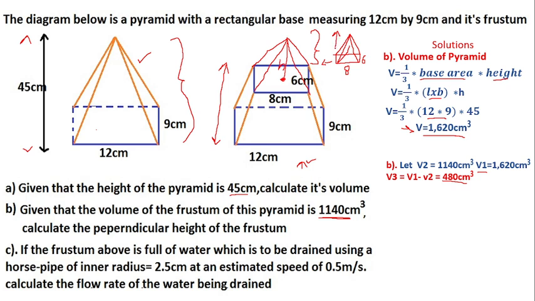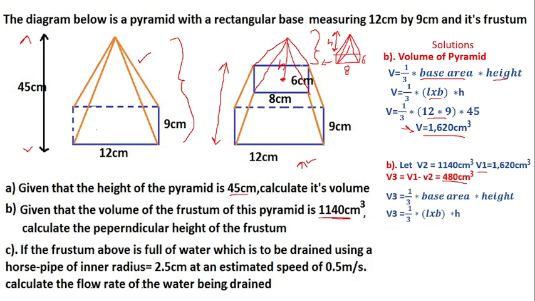So the height of this small pyramid right here is unknown, and that's what we are trying to find. Since we have the volume of this small pyramid, the top, we are going to apply the volume formula. The volume we have calculated will be V3. V3 is the volume of the top pyramid, which has the rectangular base 8 by 6 centimeters. So if we apply the formula, we are going to substitute.